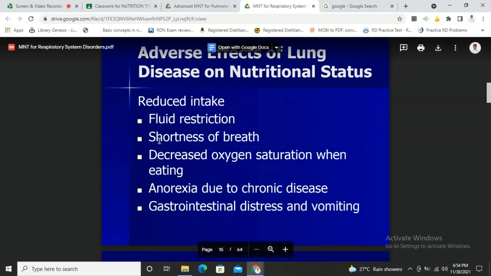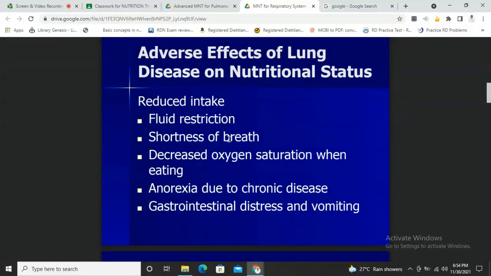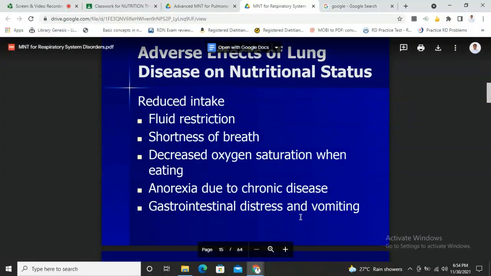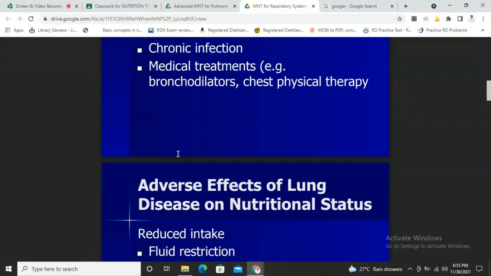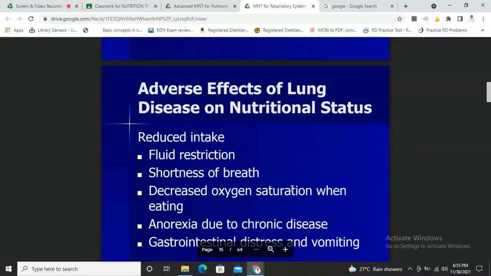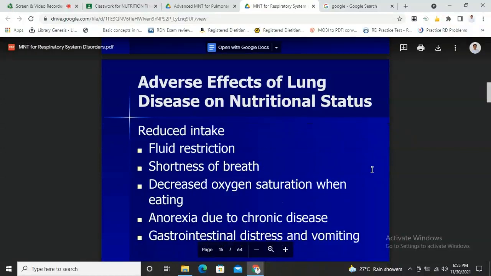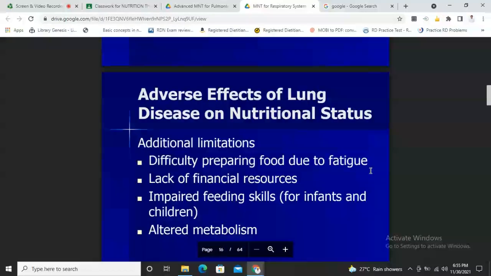Fluid restriction, shortness of breath, if ang patient, no, kay di nakaginhawa, di na siya mukaon, kay kumukaon manggod na siya, mas samot nga di siya kaginhawa. Okay? Decreased oxygen saturation when eating, anorexia due to chronic disease, and GI distress and vomiting. So, if mutaas ang TR and mumubo ang food intake, so naayod imbalance nga mahitabo, and that would lead to weight loss and malnutrition. Okay?